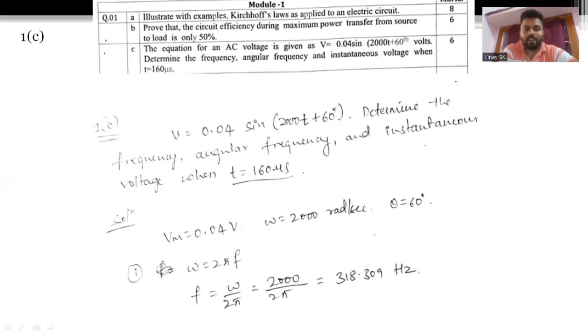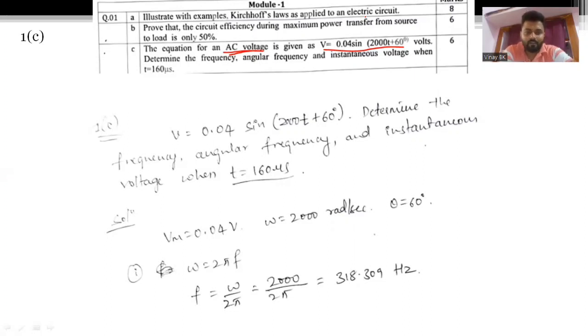Back to the third question, that's 1C. The equation for an alternating current voltage is given: V equals 0.04 sine (2000 t plus 60 degrees) volts, and determine the frequency, angular frequency, and instantaneous value of the voltage when t equals 160 microseconds. Remember, they have given the instantaneous value of voltage, that is 0.04 sine omega t plus phi. Whereas 60 degrees is the phase angle, that is not necessary. Just write as it is.